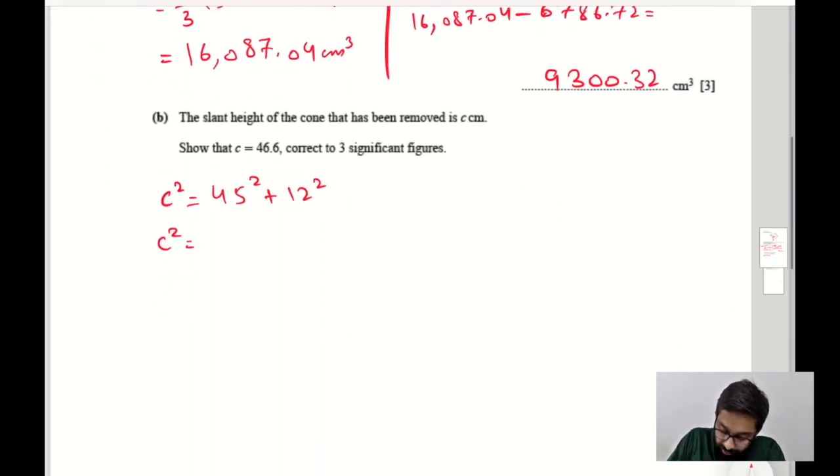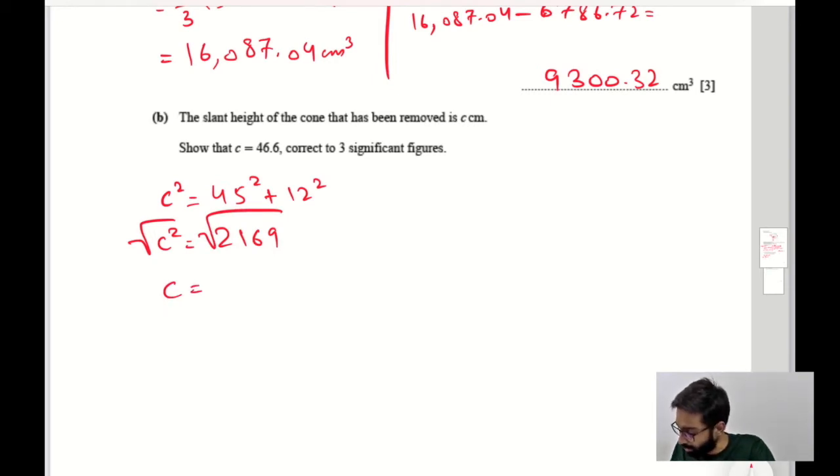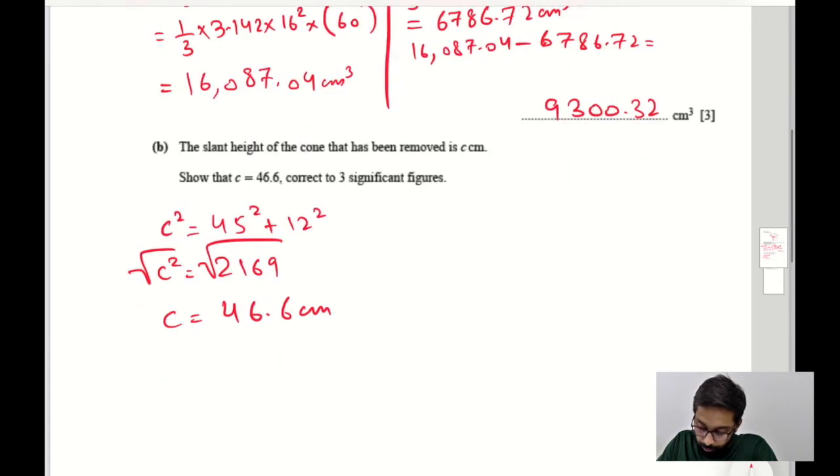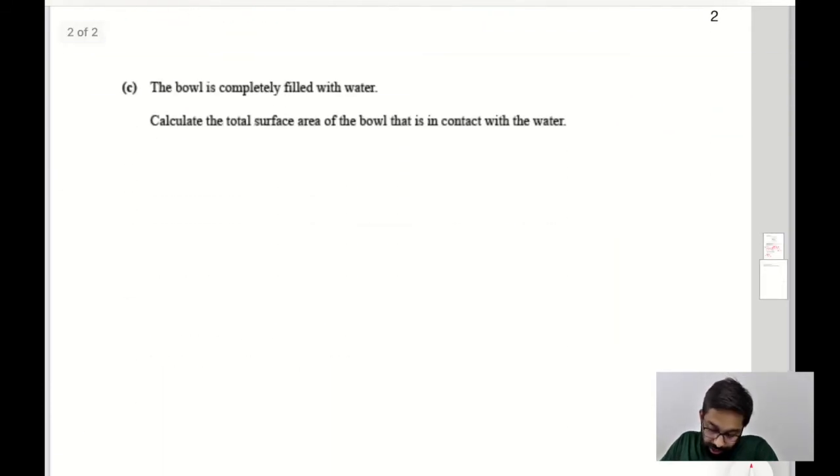So when we do 45 squared plus 12 squared, we get 2169. So we find the root of both sides. So C comes out to be 46.6 centimeters. Hence, we proved this. Let's move on. The last question. The bowl is completely filled with water. Calculate the total surface area of the bowl that is in contact with the water.